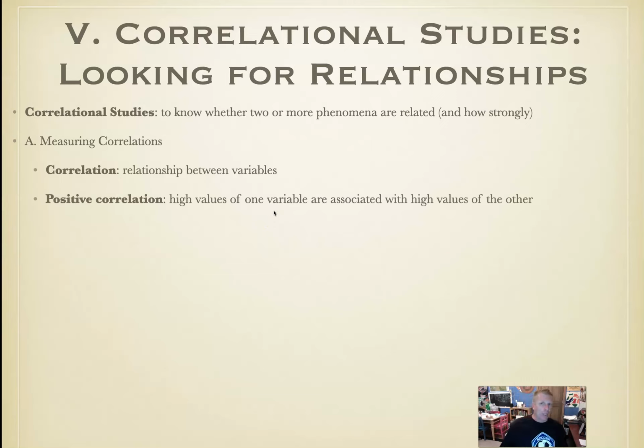A positive correlation means that when one value goes up, the other one goes up. So the taller you are, the more likely your weight goes up too. That is a positive correlation. As height goes up, so does weight.